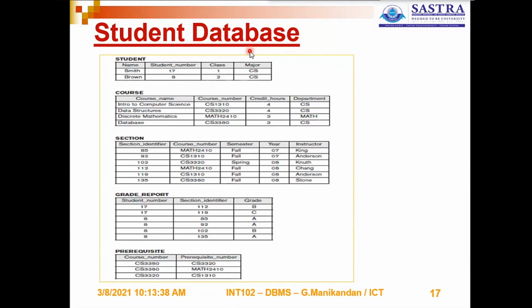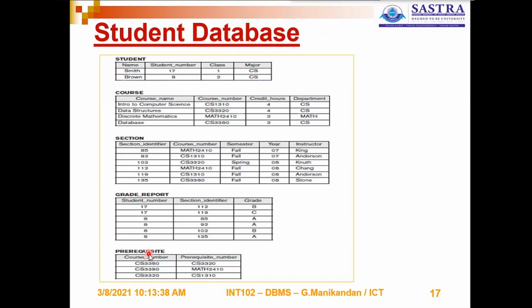So this is a snapshot representing the various tables related to your student database. Here you are having, for example, 5 tables. You are having the information about the student as well as the course. This is the content related to your student database. So you are having 5 tables, named student, course, section, grade report, and prerequisite.